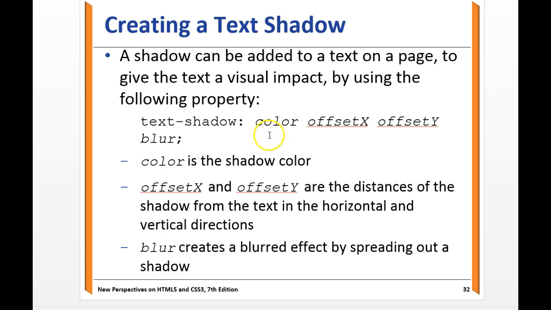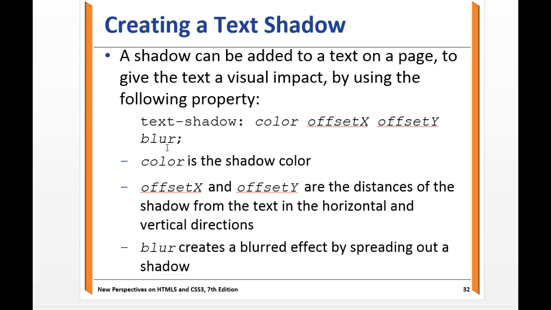Text-shadow: color, offset X, offset Y, blur. So this is basically the syntax that we are going to use. Color is the shadow color. Offset X and offset Y are the distances of the shadow from the text in the horizontal and vertical direction. And blur shows us the amount by which the shadow is spread out, creating a blurred effect.